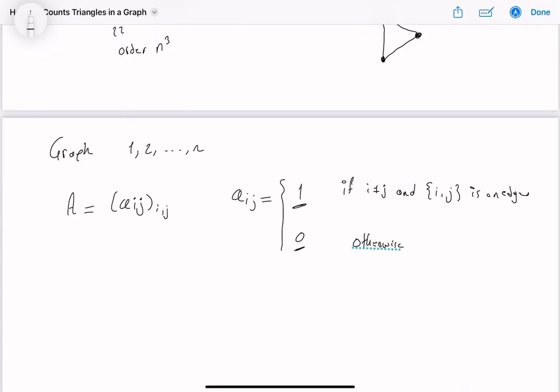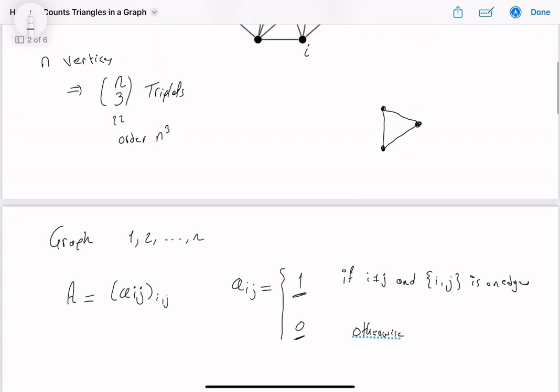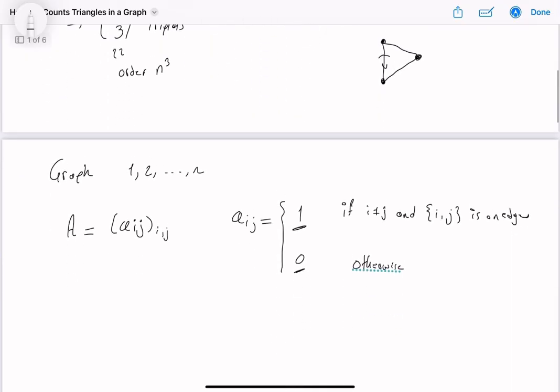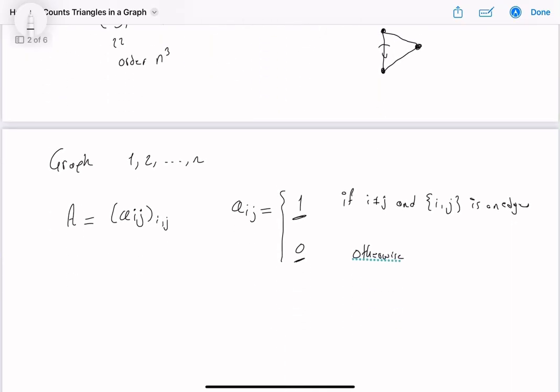Since this graph is undirected, in other words, since it doesn't matter which direction we go on an edge, the matrix is going to be symmetric, because if there's an edge between i and j, then of course there's an edge between j and i. So this matrix is going to be symmetric, and the diagonal is going to be zeros. It's going to be a zero diagonal.